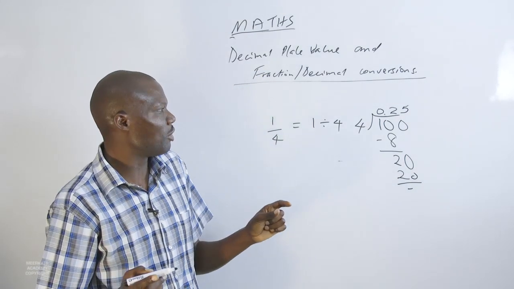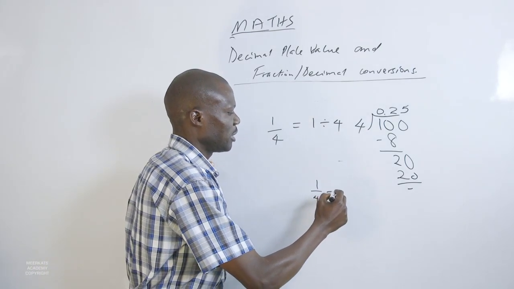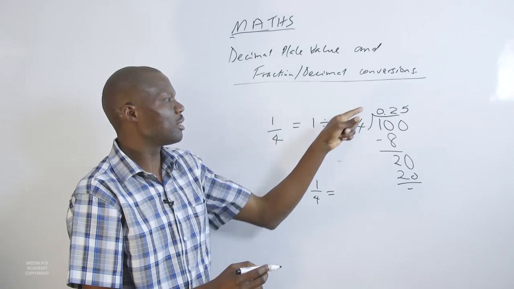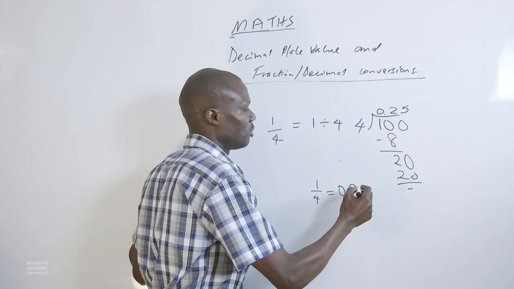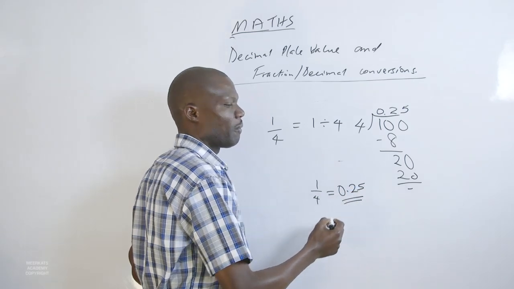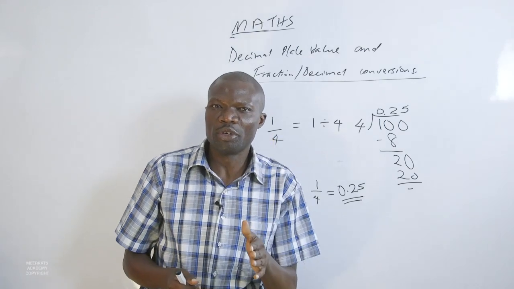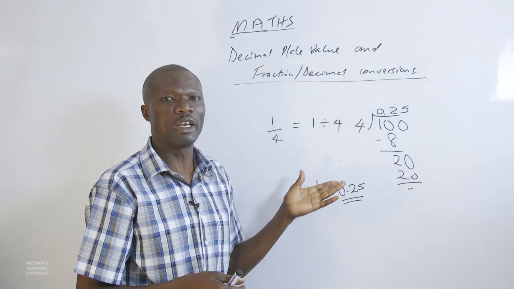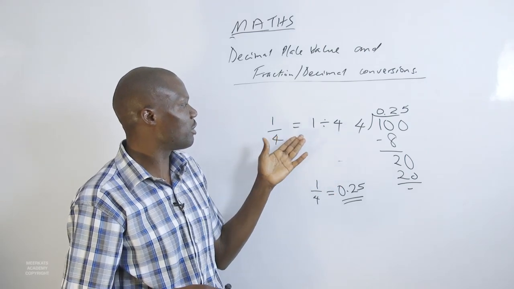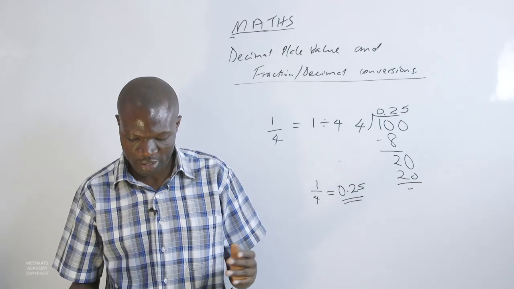So we now conclude and say that 1 over 4 is the same as what we have up there, 0.25. Therefore, the most common way to convert a fraction into a decimal is by dividing the numerator by the denominator.